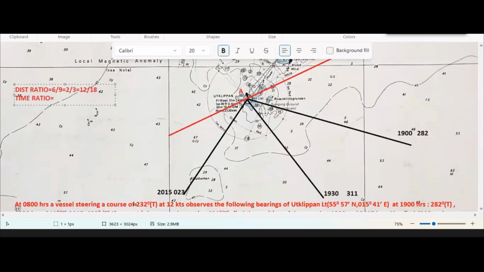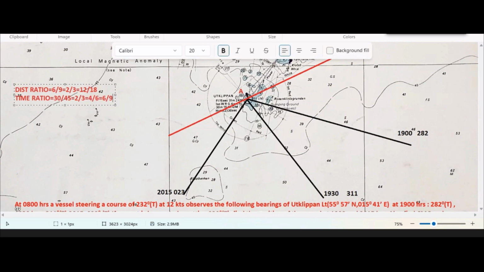Time ratio means the first time interval was 30 minutes and the second time interval was 45 minutes. That becomes 2/3. After that, you can increase the ratio. 2/3 means 0.66. You can make it 4/6 also, which is also 0.66. You can make it 6/9 also. All the ratio values are the same.